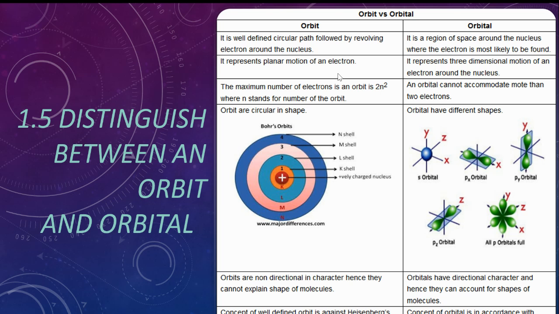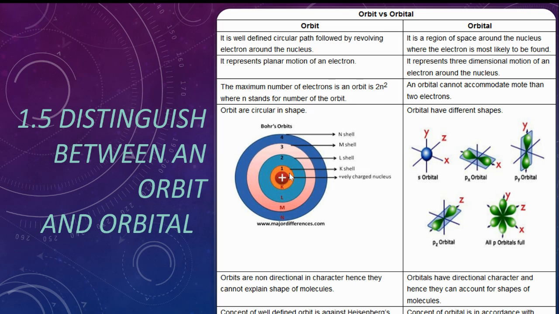Then the second point: an orbit represents the planar motion of an electron. Planar motion means we can represent it in two dimensions, we can write it on the blackboard as a two dimensional structure, whereas orbitals represent three dimensional structures where the electrons are found around the nucleus. Then the maximum number of electrons in an orbit is given by the formula 2n square, where n is the principal quantum number.